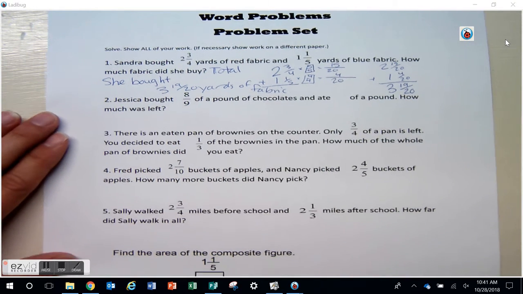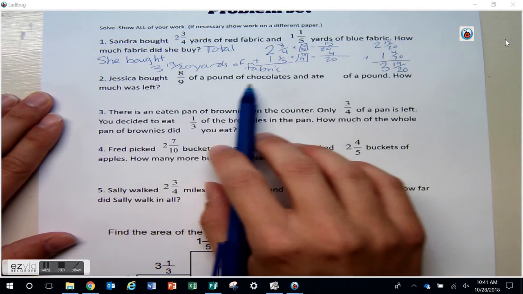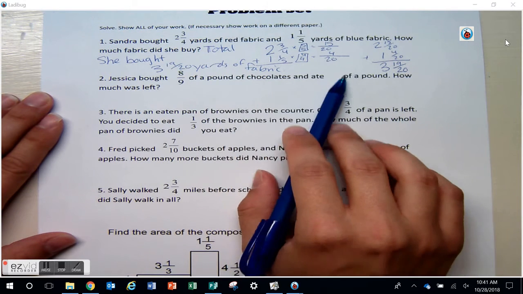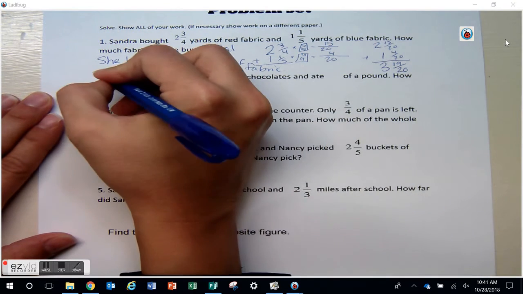Jessica bought 8/9 of a pound of chocolates and 8 of a pound. Looks like we can't even do that one because it didn't print.